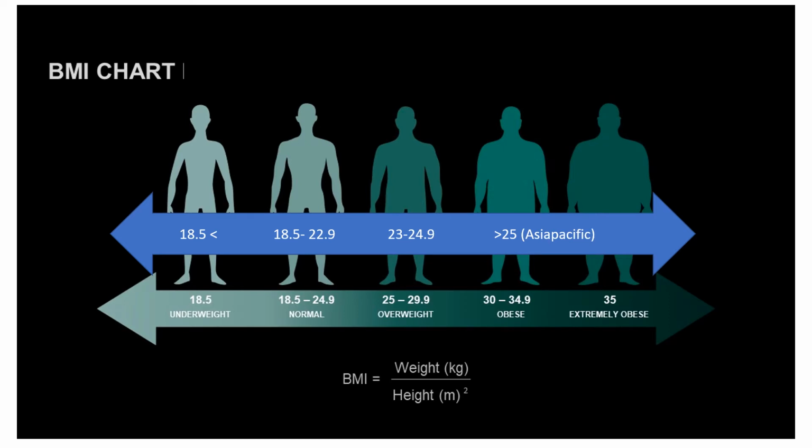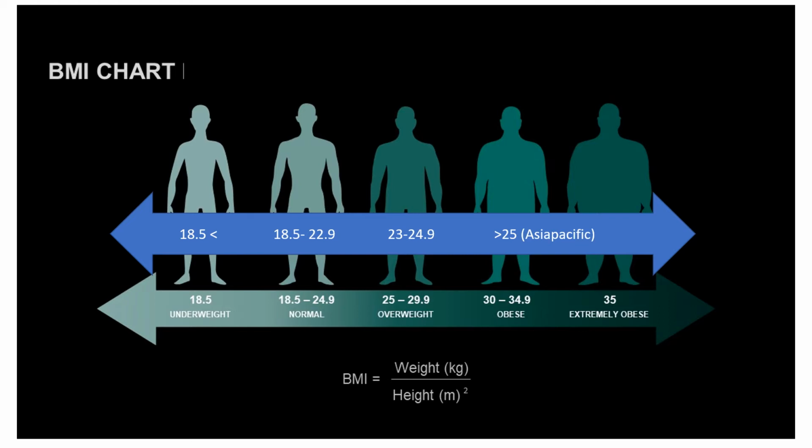Let's look at this BMI chart and understand the difference between the classification as per the global standards previously set by the World Health Organization, which stands for the rest of the world, and the Asia Pacific standards. As per the global standards, if you are less than 18.5, you're categorized as underweight. Between 18.5 to 24.9, it is normal. 25 to 29.9, you're overweight. 30 to 34.9, you're obese. And more than 35, you're extremely obese. All this calculation is based on weight in kg divided by the height in meter square.